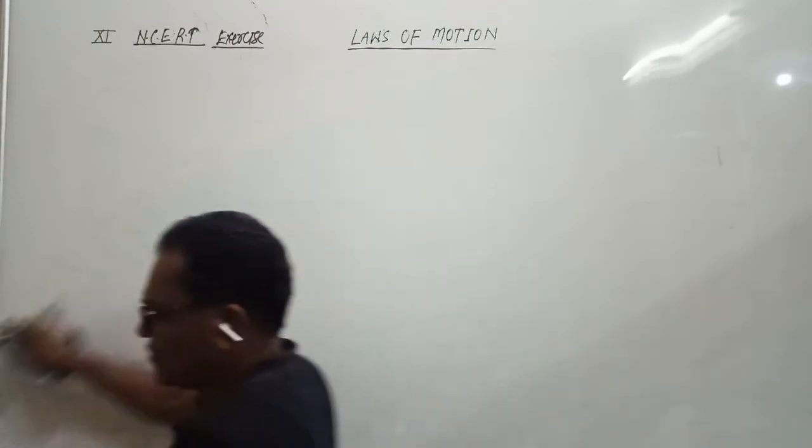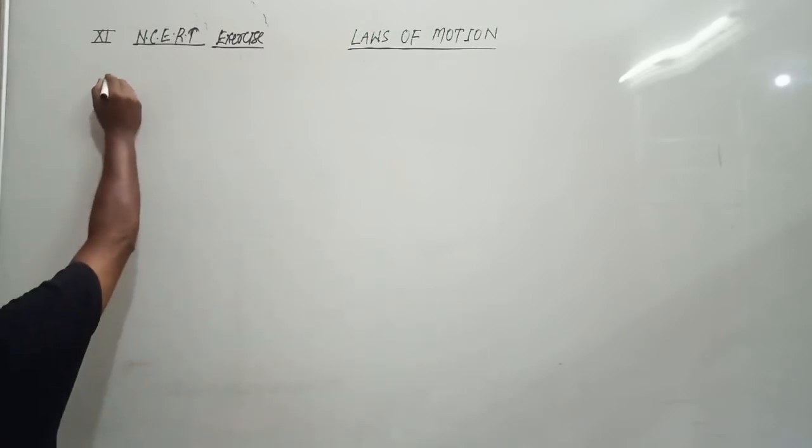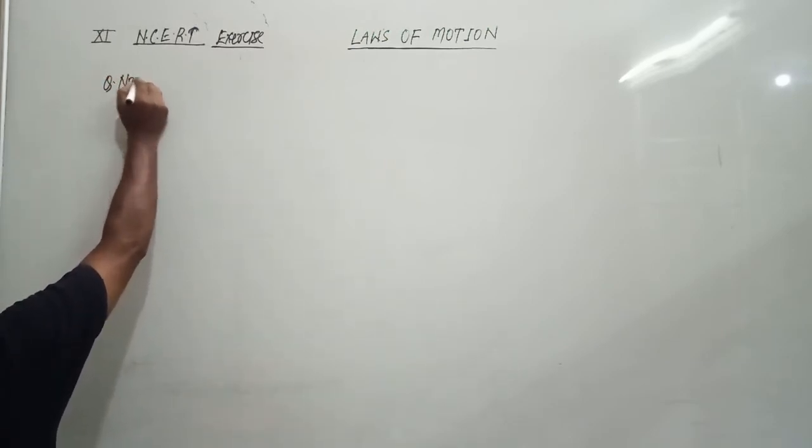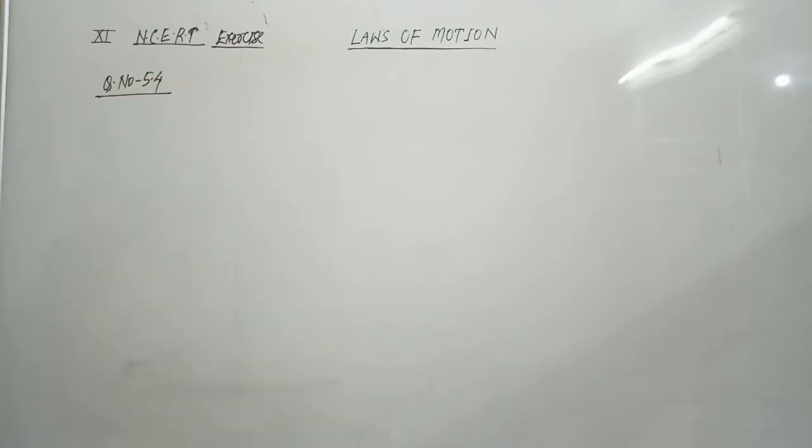Now in question number 5.4, it is given that one end of a string of length L is connected to a particle of mass M, and the other end to a small peg on a smooth horizontal table.